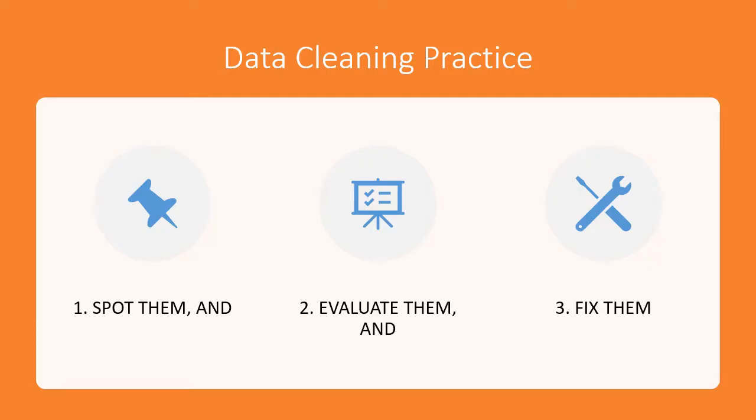In practice, there are only 3 steps in data cleaning. First is spotting problems, second is evaluating problems, and finally fixing them. Spotting the problems means you try to investigate, you try to perform some detection or inspection on the data before you can decide how severe the problems are, and finally you can take action based on the severity of the problems in the data set you have.